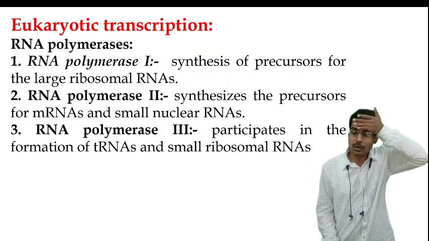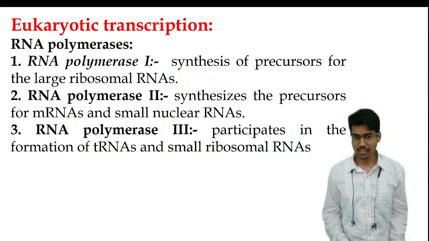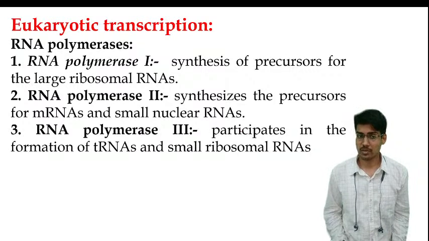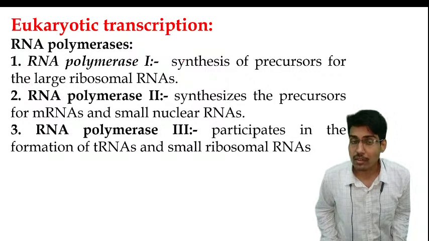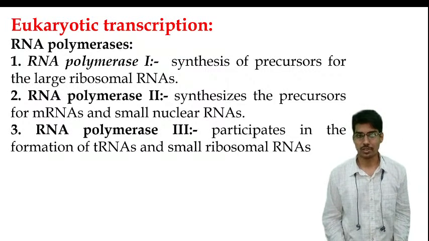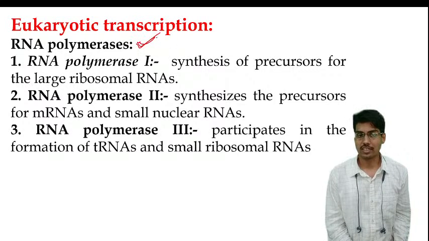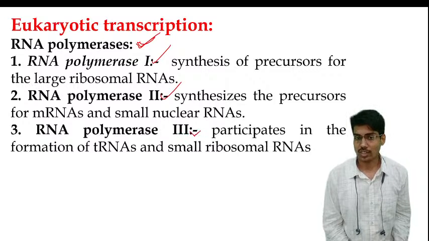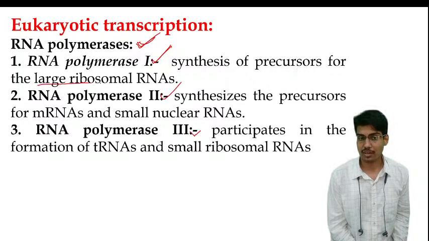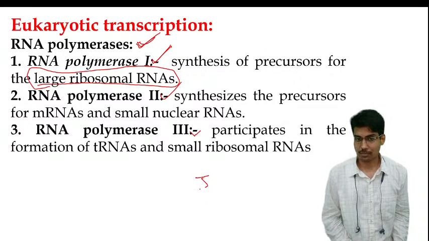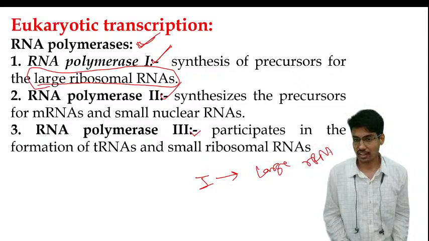Now let's learn about eukaryotic transcription. In eukaryotic transcription, particular polymerases are involved. Okay, we don't know much about them, but whatever information we have, I am going to explain. Let's see the RNA polymerases. RNA polymerase 1 is there, 2 is there, and RNA polymerase 3 is there. What is RNA polymerase 1 doing? It is the synthesis of the precursor for large ribosomal RNA. So the first polymerase will synthesize what? Large ribosomal RNA, large rRNA.